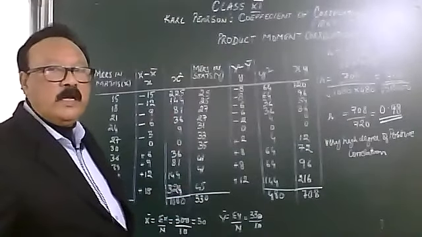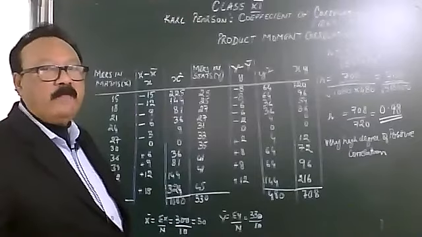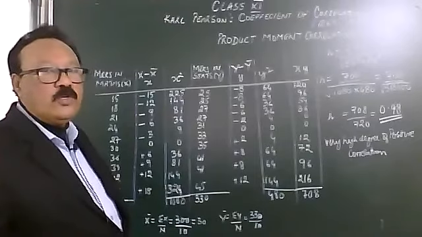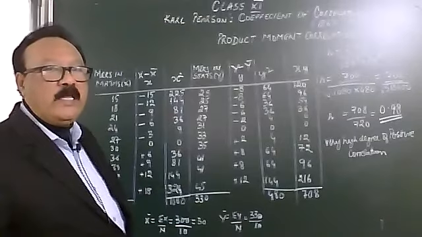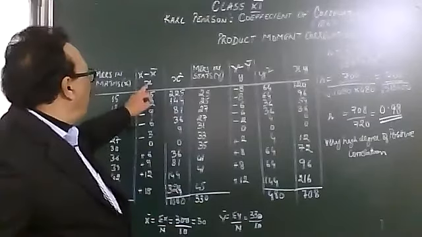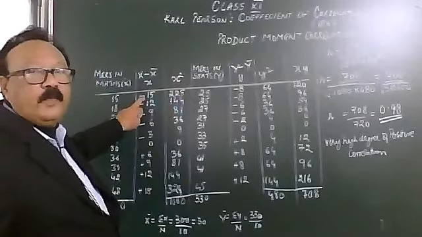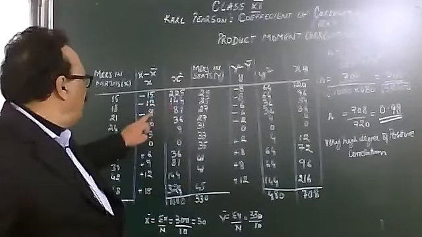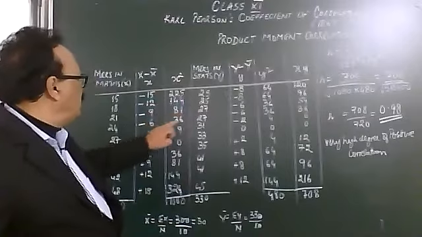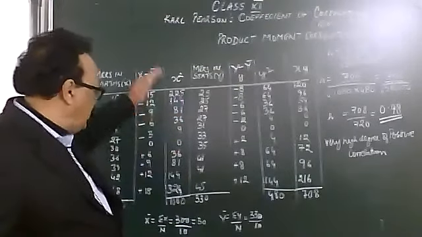Now you will see the deviations that we have obtained. They have the negative and the positive sign. So to get rid of these signs, what do we do? We square these values up. So x becomes x squared. 15 15s are 225. 12 12s are 144. 9 9s are 81. 6 6s are 36. 3 3s are 9. 6 6s are 36, and so on.